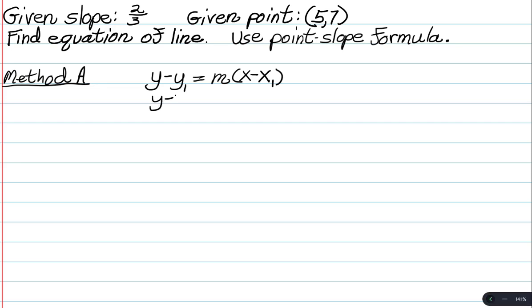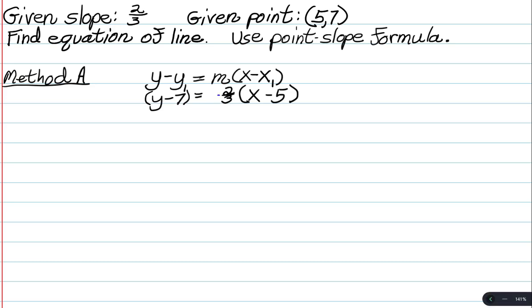y minus 7 equals 2/3, the slope, times x minus 5. Okay, now here's what I'm going to do. I'm going to put parentheses around y minus 7, just like I have around x minus 5. And now I'm going to multiply both sides of the equation by the denominator of the fraction, 3.